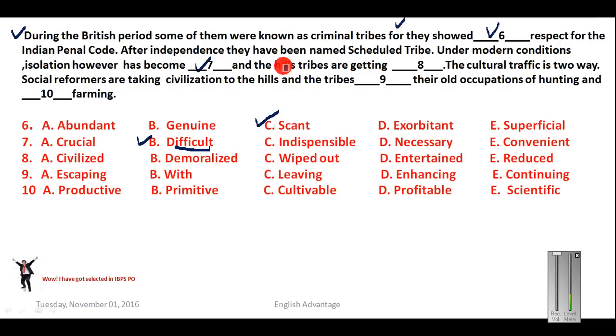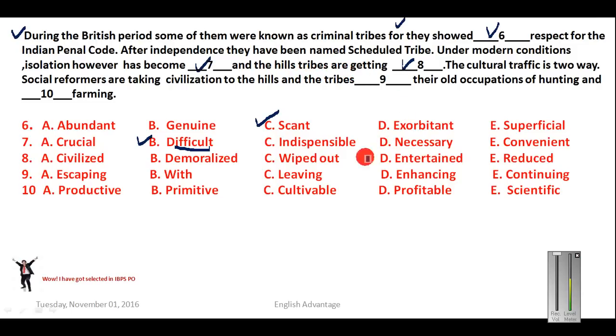Okay, so hill tribes are getting, now let us see the options given here: civilized, demoralized, wiped out, entertained and reduced. So here the correct option will be civilized, because they are getting impacted by the civilized people, by the educated people, because the isolation is being wiped out.